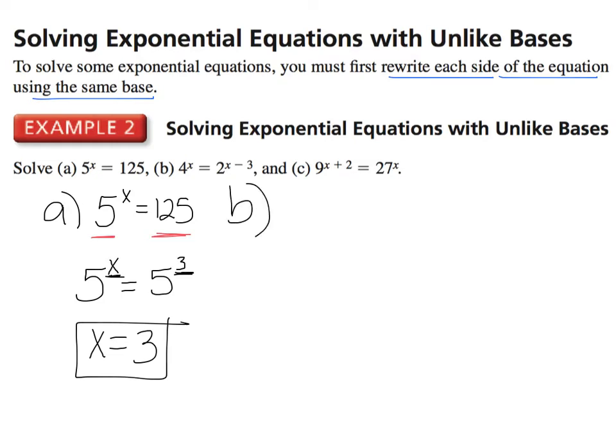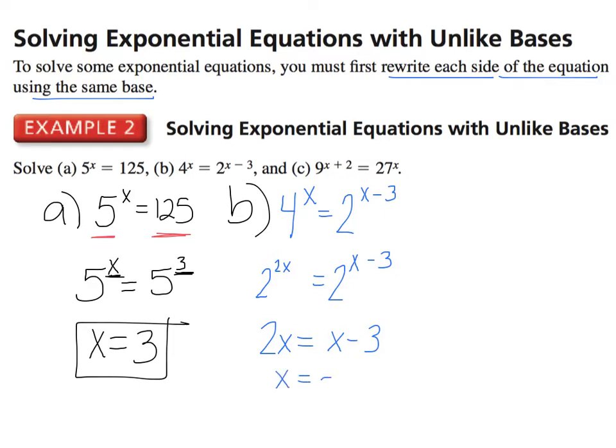B, 4 to the x power equals 2 to the x minus 3. We do not have the same base, but I can make both bases 2. How could I rewrite 4? Well, 4 can be rewritten as a base of 2, 2 to the second power. But then the x is still there, equals, the right side doesn't change, 2 to the power of x minus 3. So now the bases are the same. I set my exponents equal to each other. Solve your equation. x equals negative 3. And the last one.